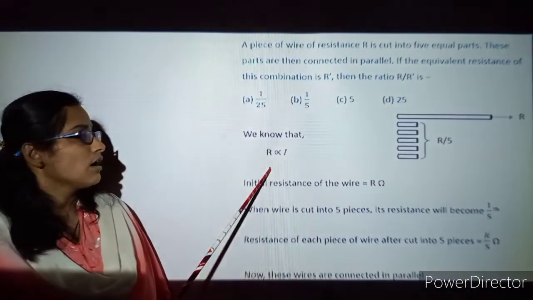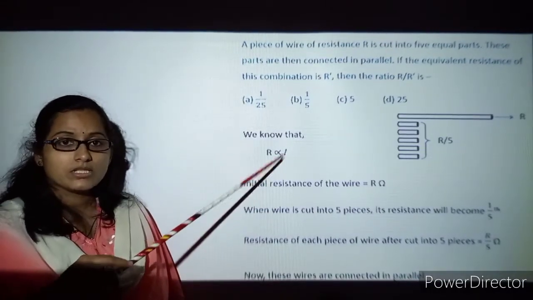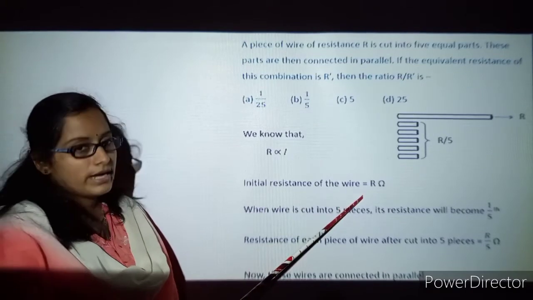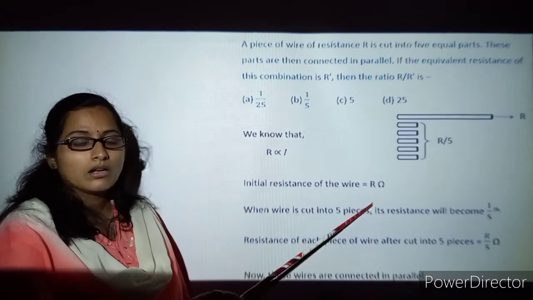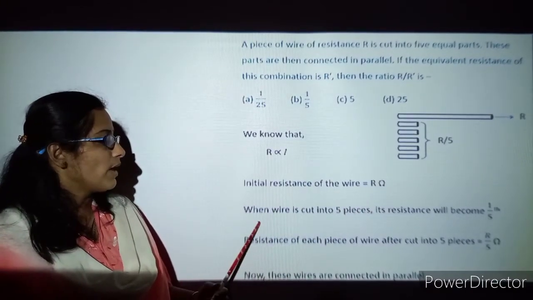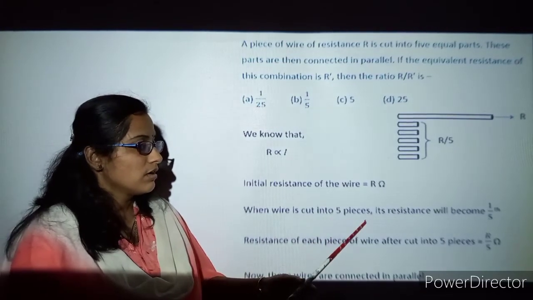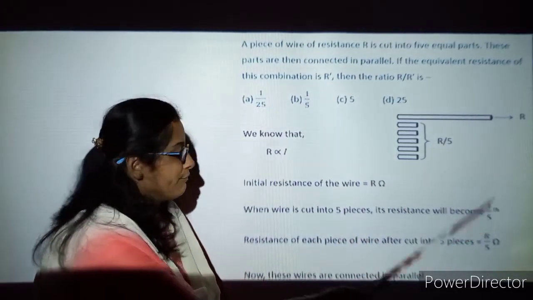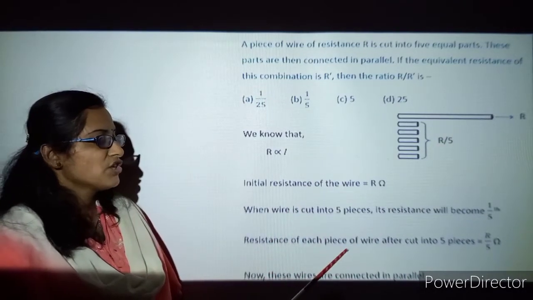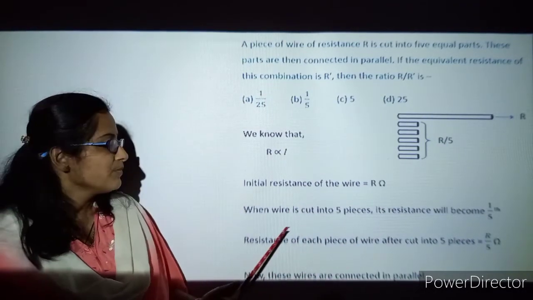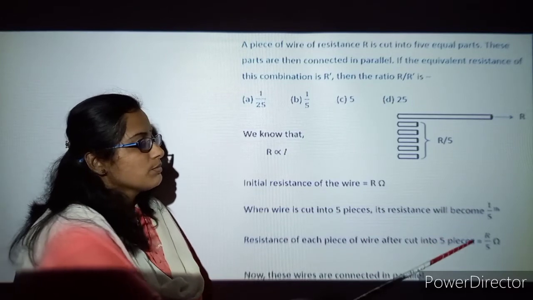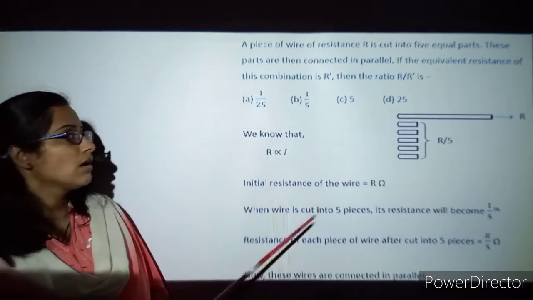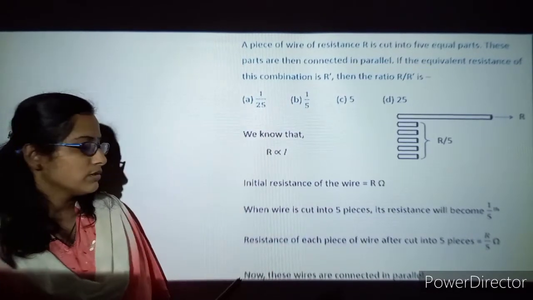We know that resistance is directly proportional to the length of the wire. So the initial resistance of the wire is R ohms. When the wire is cut into 5 pieces, the resistance of each piece becomes 1 by 5th. So after cutting into pieces, it becomes R by 5 ohms. So you know the answer now.